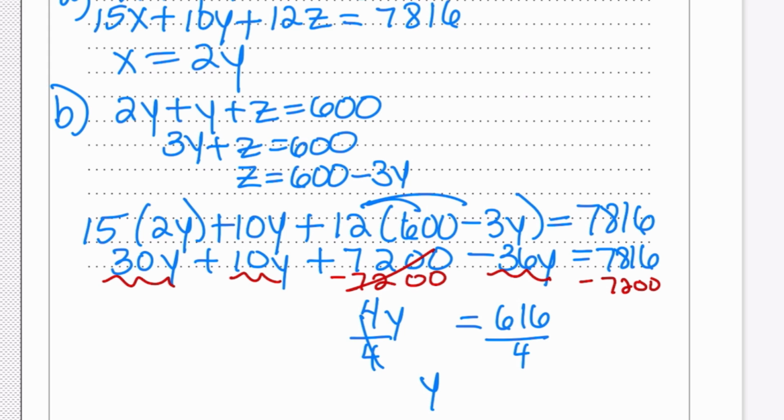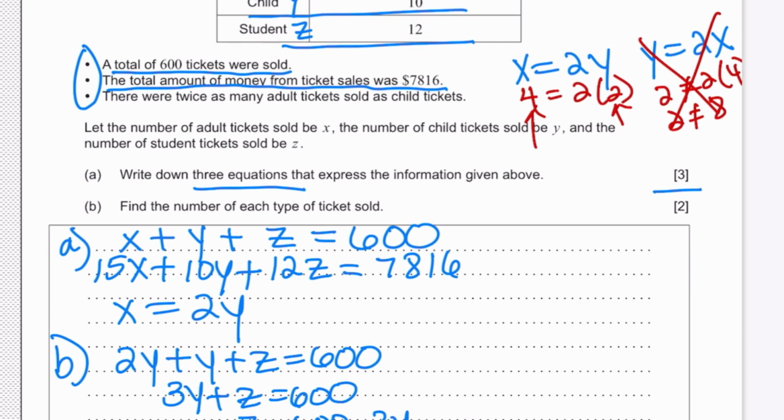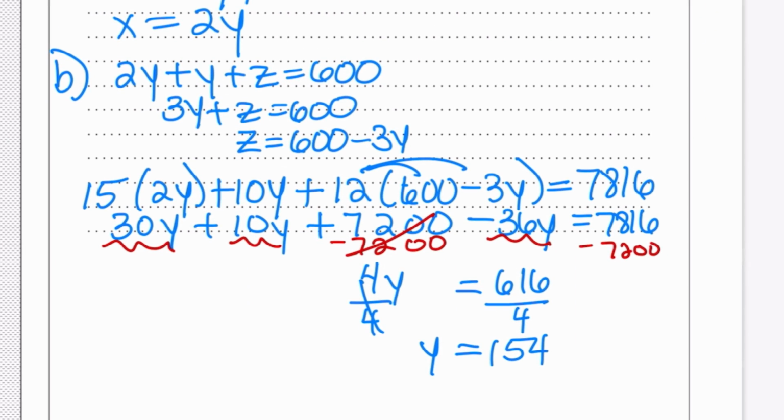So that tells me that y is equal to 154. And y, if you remember, represents the number of child tickets. So y is equal to 154.